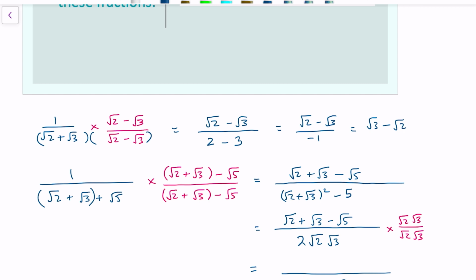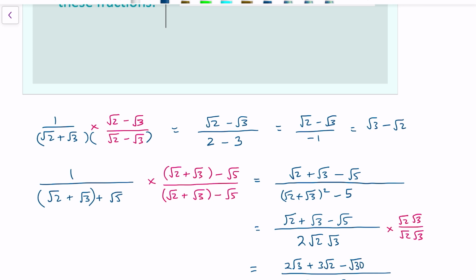Now the numerator is 3 different terms, all multiplied by root 2, root 3. First term is going to be root 2, root 2, root 3, so 2 root 3. Second term is going to be root 3, root 2, root 3, so 3 root 2. And the last term is going to be minus root 5, root 2, root 3, which you could write as root 30 if you wanted to.